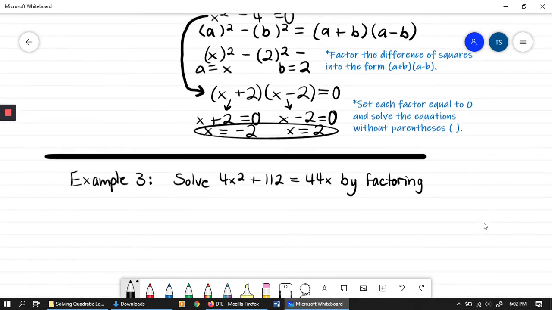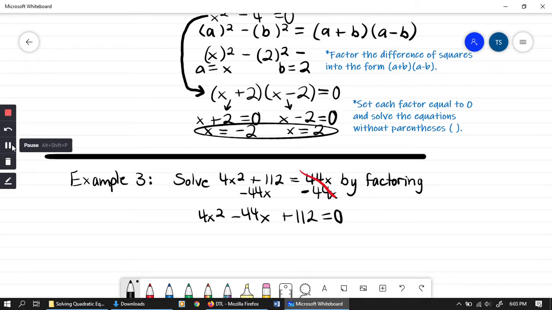So again, the first thing we want to do when we're solving this by factoring is get it written so that the equation's equal to 0. So let's move around some terms. Let's use some inverse operations here. So we've got this equation here. It's equal to 0 now.